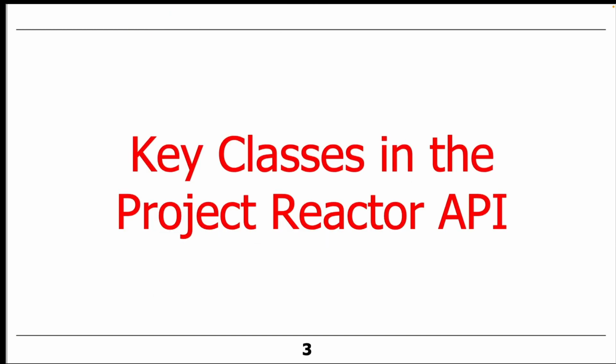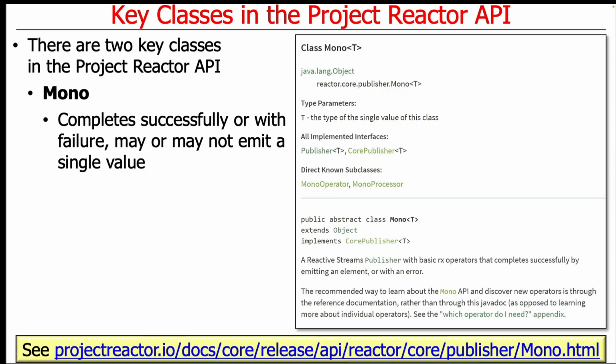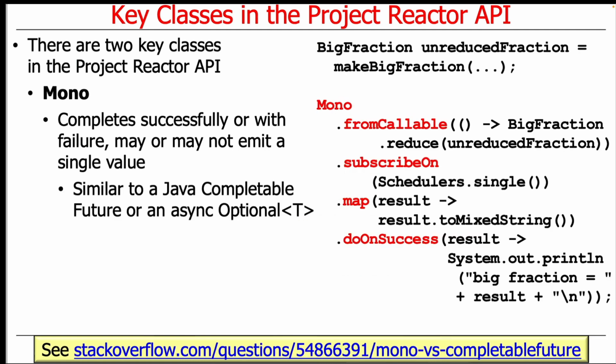scalable microservices. So there are two key classes in the Project Reactor API, and the first one is the mono, and this is a class whose objects will complete successfully or not, and thus may or may not emit a single value. This is very similar to a Java completable future or an async optional if there were such a thing in Java. In fact, you can combine completable futures with optionals to get much the same effect here.